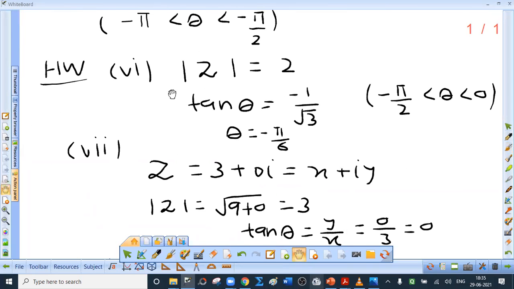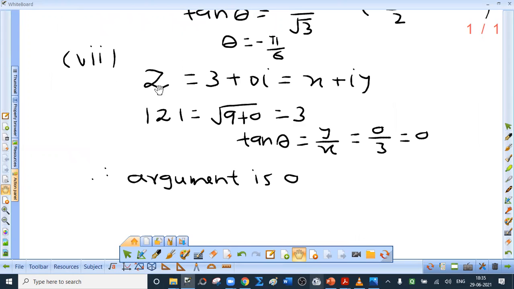Actually, this is for homework. Modulus is 2. Now tan theta is minus 1 by root 3. See, the point representing the complex number lies in the fourth quadrant. So as per the definition of principal argument, minus pi by 2 less than theta less than 0. You must have noticed that tan 30 degrees, that is pi by 6, is 1 by root 3. But it is minus 1 by root 3. So theta is minus pi by 6. Okay. You may just write tan theta equal to minus 1 by root 3.